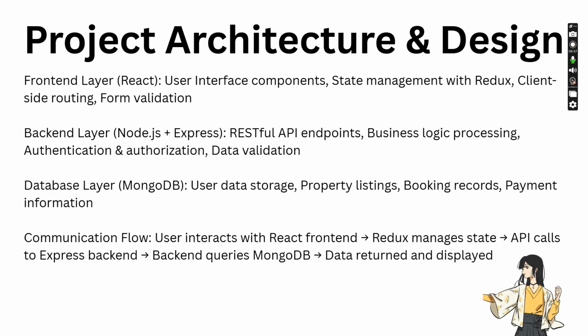Project architecture and design. In the front-end layer, that is React, we use it for user interface components, state management with Redux, client-side routing, form validation. In the backend layer, we have used Node.js and Express: RESTful API endpoints, business logic processing, authentication and authorization, data validation. Database layer, we have used MongoDB: user data storage, property listings, booking records, payment information.